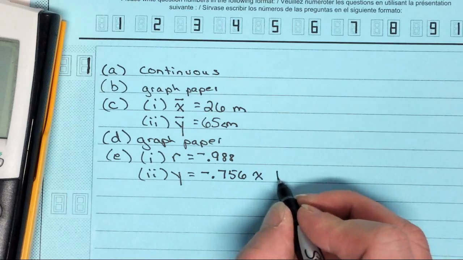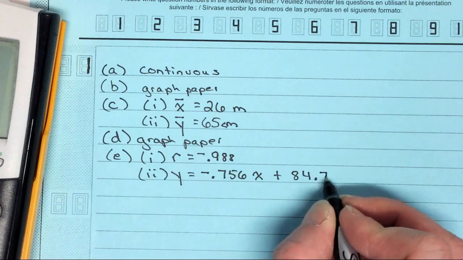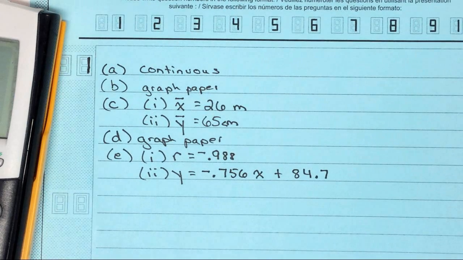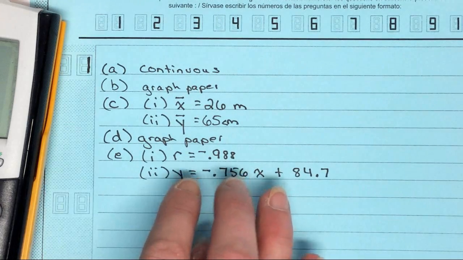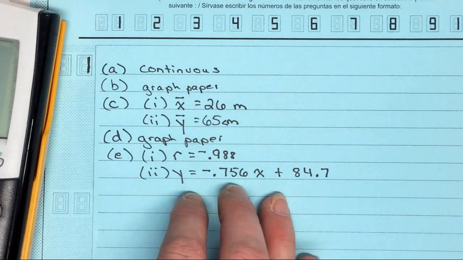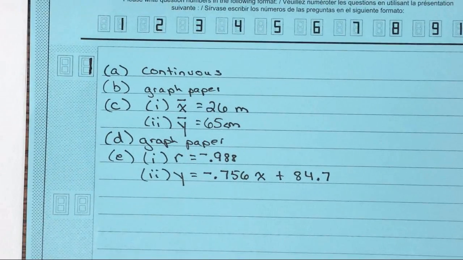So I'm going to go 3 significant figures because that's the minimum. Negative 0.756x plus 84.7. If you look on the key, you could have written the whole number from the calculator. They don't count off for that. But you want to at least have this part. That's 4 more points.